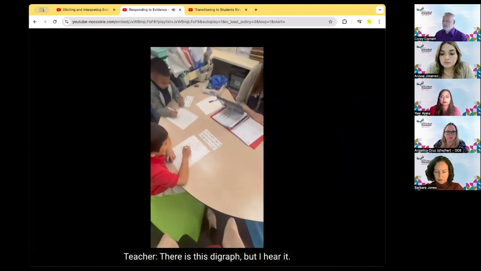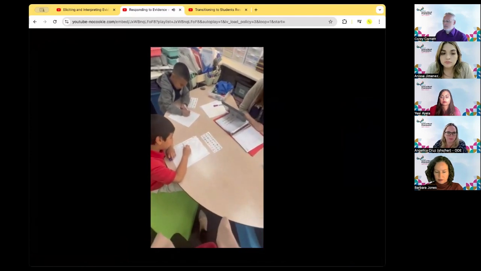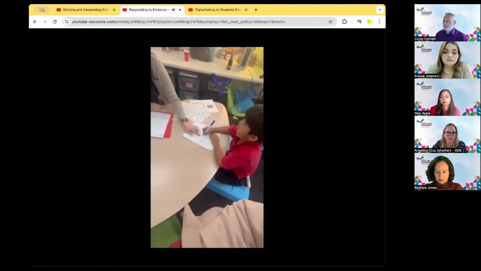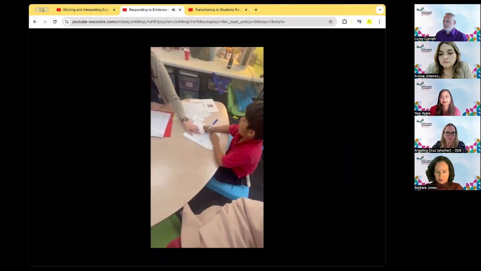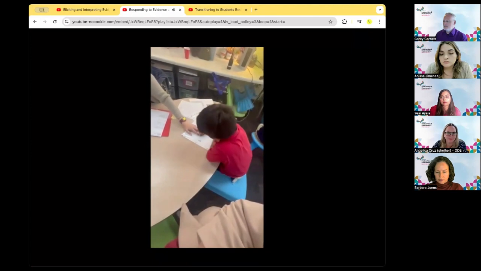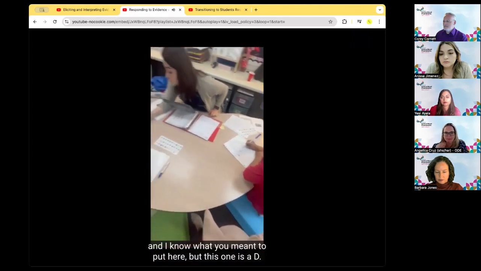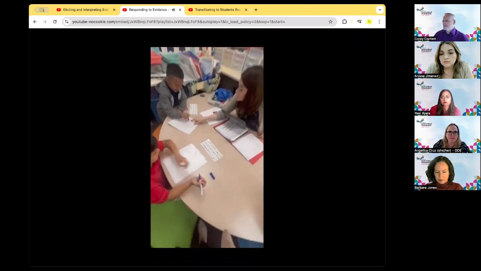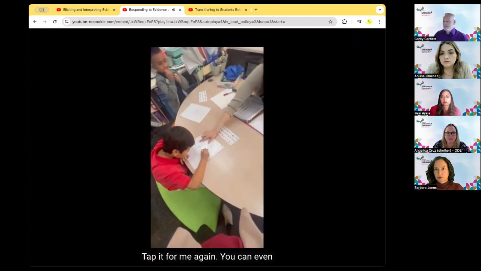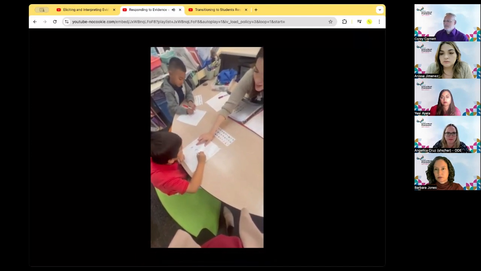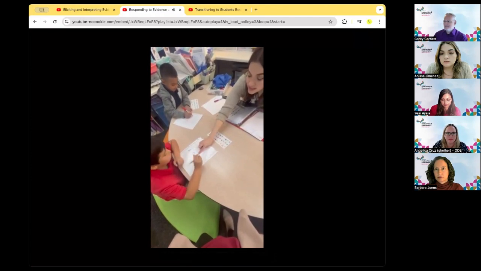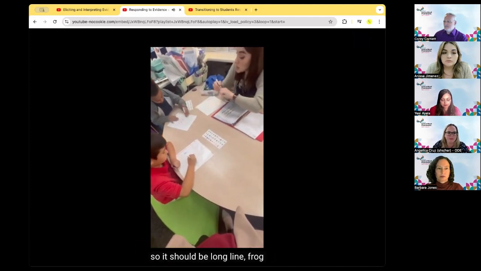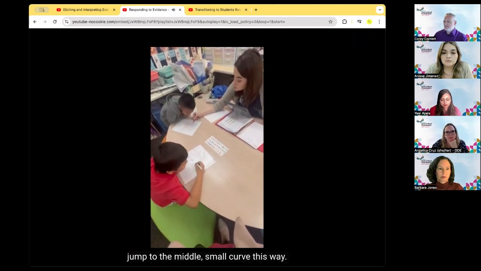There is this digraph, but I hear it. Where do you hear it? Bench. I hear that digraph, but not quite yet. You just practice that like elephant. Okay. I agree with this vowel, and I know what you meant to put here, but this one is a D. Did you mean to put D or B? We need the curve on the other side. Okay, tap it for me again. You can even stretch it out again, Dylan. Ready? Bench. And remember, digraphs only make one sound. So it should be long line, frog jump to the middle, small curve this way.